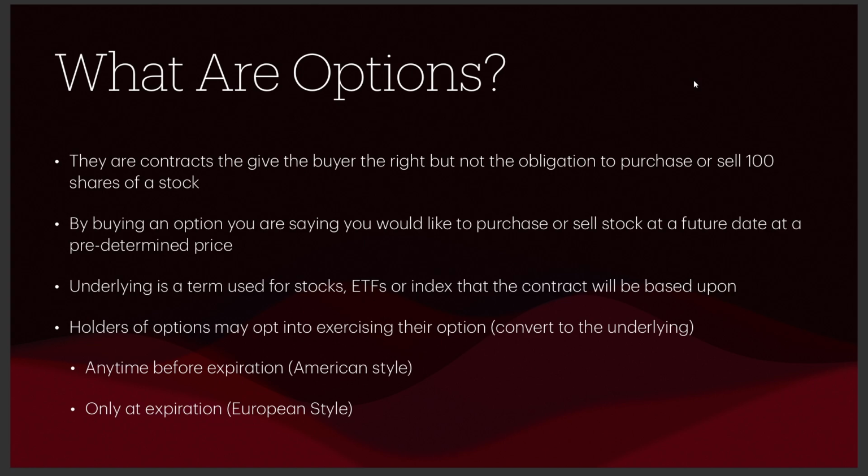Holders of options may opt into exercising that option, and exercising is converting your options contract into those actual shares. So the options contract gives you the right to buy or sell those 100 shares, and at the time of expiration for your contract, you may want to actually acquire those shares with your contract. I would say most people who trade options in general don't exercise, so this is not something that you would have to be too concerned about overall.